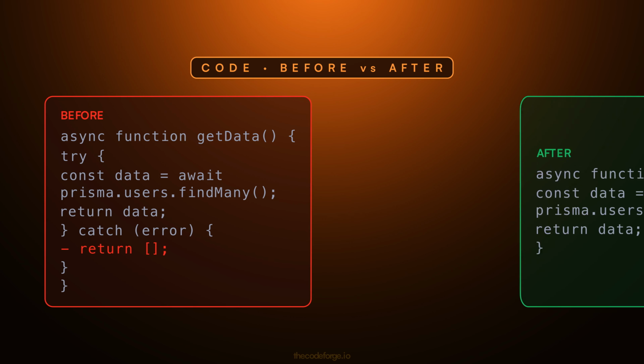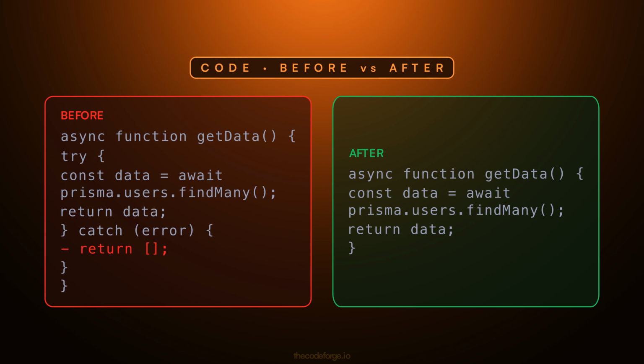An inline try-catch in a server component swallowed a Prisma connection pool timeout, returning empty arrays instead of throwing or logging. Removing the try-catch lets errors propagate to the nearest error.tsx boundary.